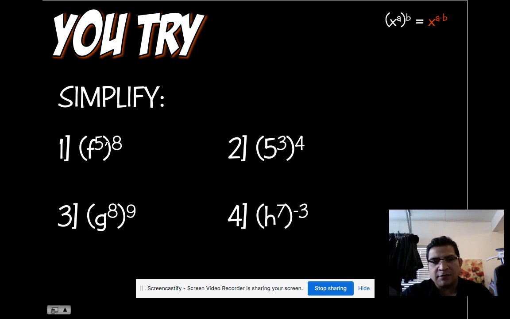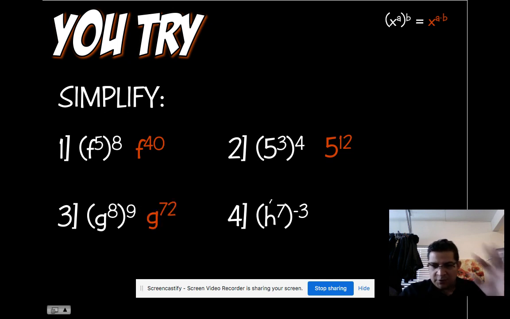So here the answer for this one: 5 times 8 will be 40, so that can be rewritten as f to the 40 power. The 5 here, you're just going to leave it. Now the 3 and the 4, you can multiply and just say 5 raised to the 3 times 4, which is 12. I have g to the 8 raised to the 9 power. The 8 and the 9 just get multiplied. That will be g to the 72. So far, so good, you guys.